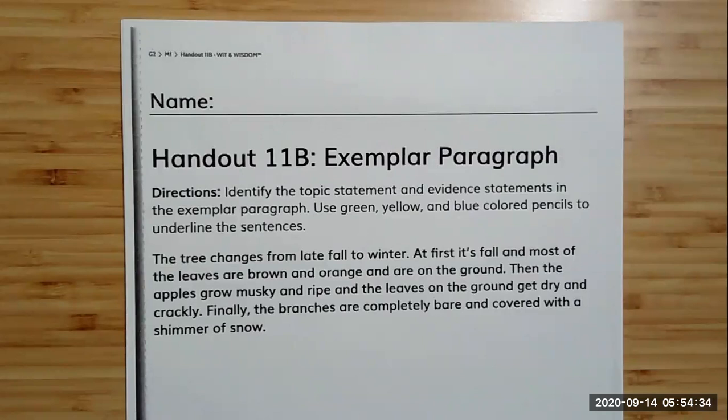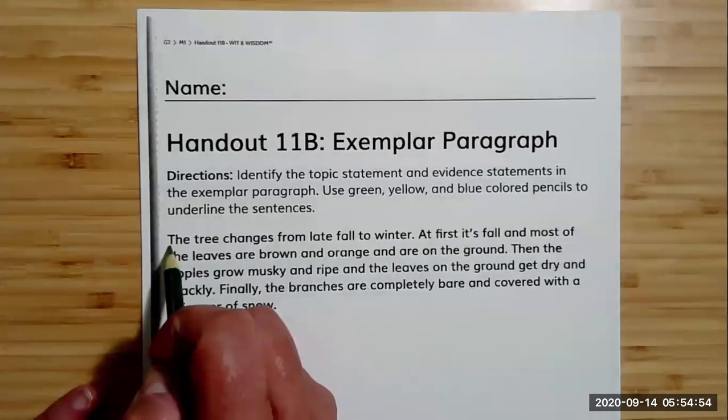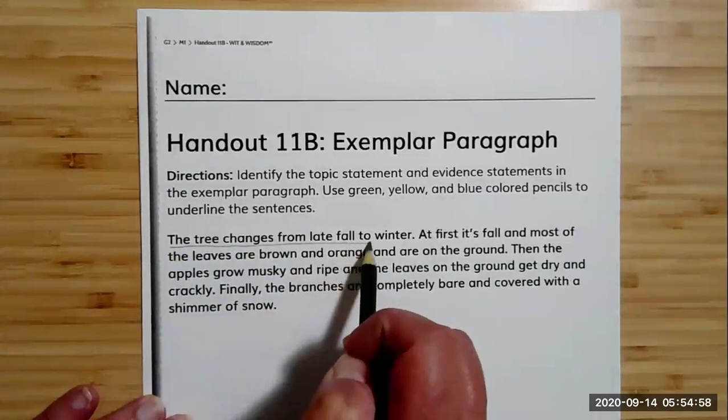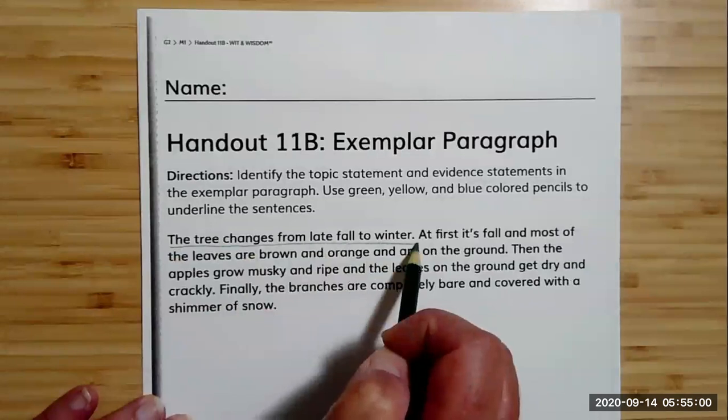Which sentence in this paragraph tells readers the main topic of the paragraph? What do we call that sentence? Say it out loud. The first sentence tells the topic of the paragraph, and that is called the topic statement. Please grab your green marker or crayon and underline the topic statement in green.